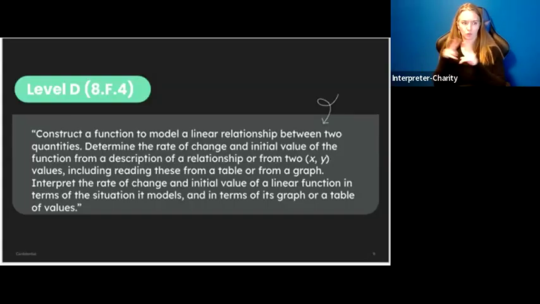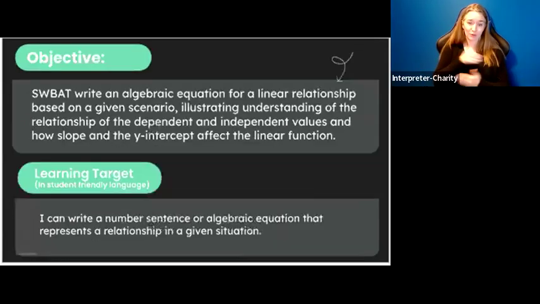That is a lot to accomplish in one standard with our students. So what would it look like to get them there? We'll start with the objective. The teacher objective is that students are going to be able to write an algebraic equation for a linear relationship based on a given scenario, illustrating understanding of the relationship of the dependent and the independent values and how slope and the y-intercept affect that linear function.